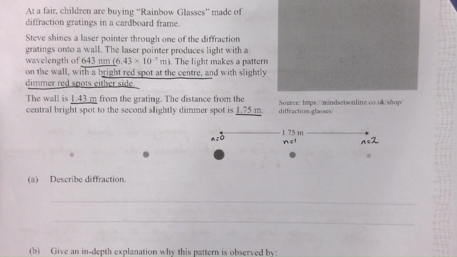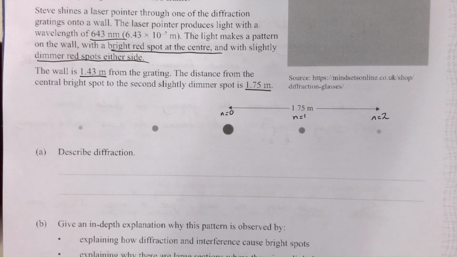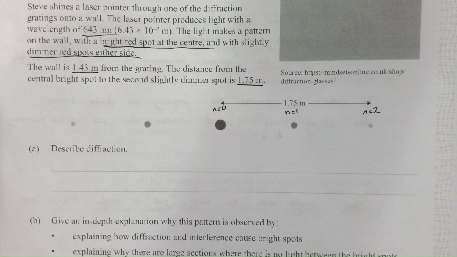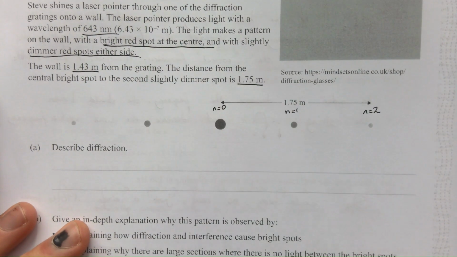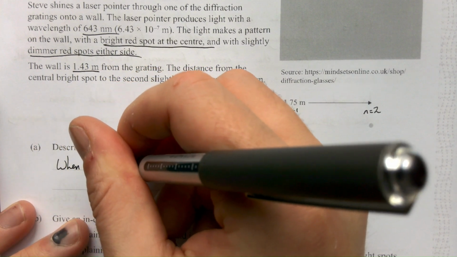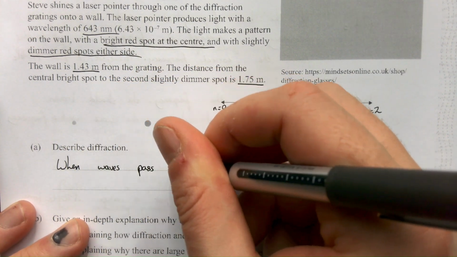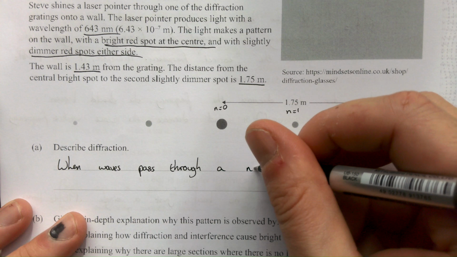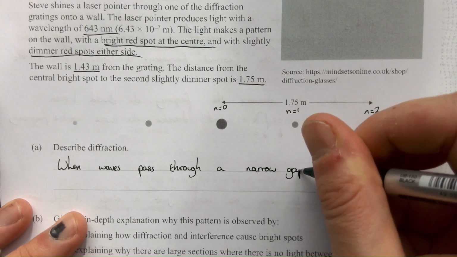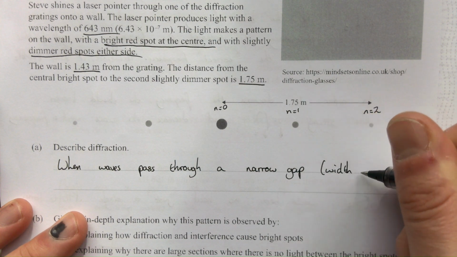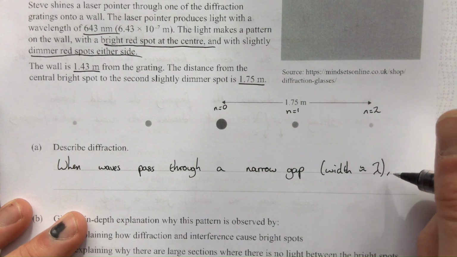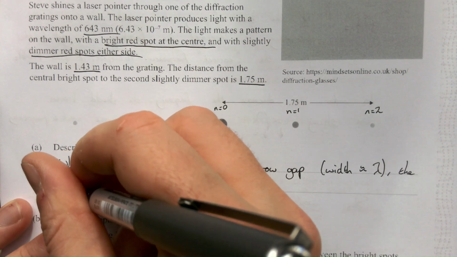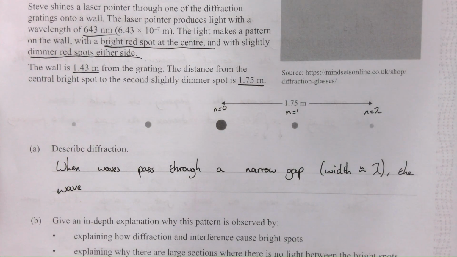Now, part A is to describe diffraction. This question is just an achieve one, and it's just for saying some idea of what waves do when they come across a narrow gap that's similar to their wavelength. When waves pass through or propagate through a narrow gap where the width is somewhat similar to the wavelength, the wave spreads out.